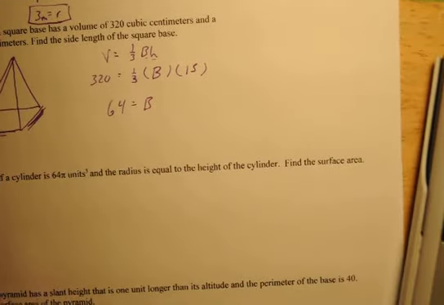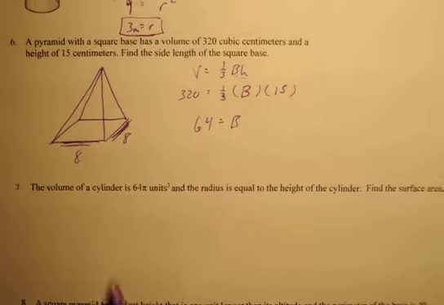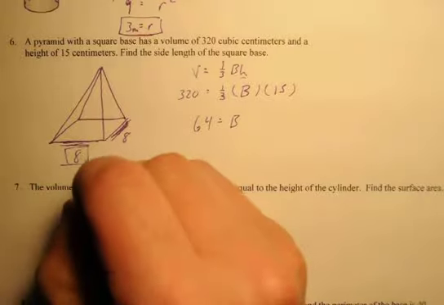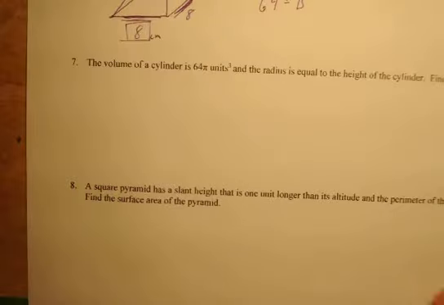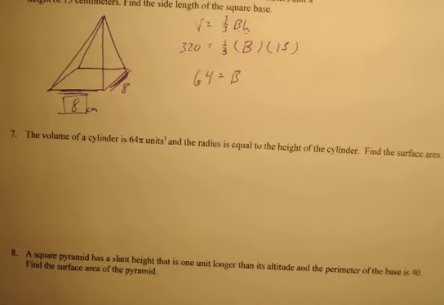What type of square has an area of 64? It'd be an 8 by 8 square. 8 is the answer, centimeters. Because 8 times 8 is 64. Area of the base is 64.